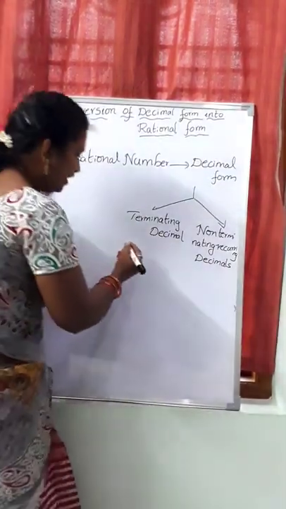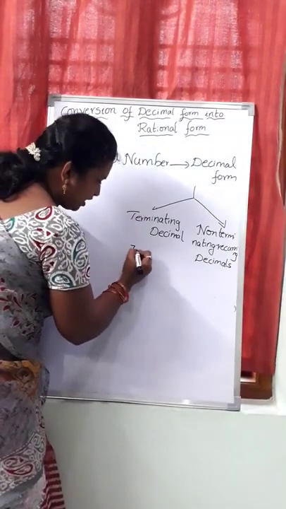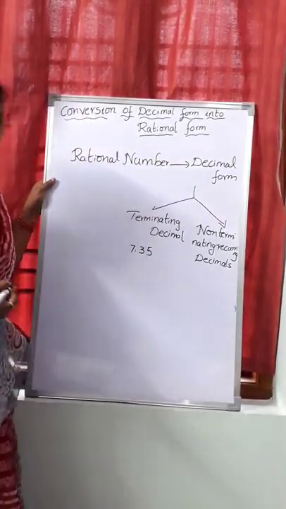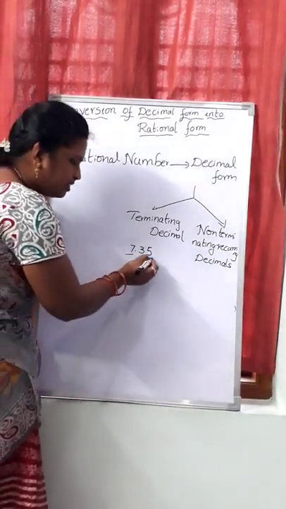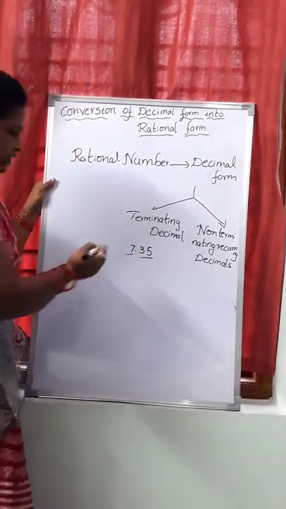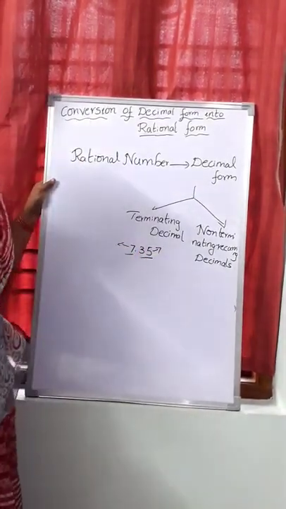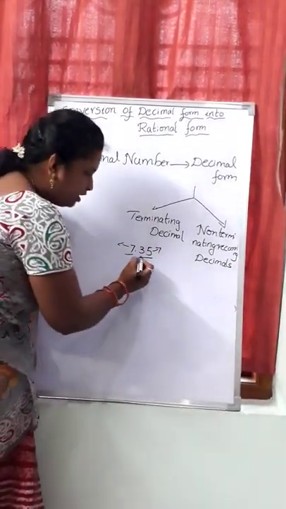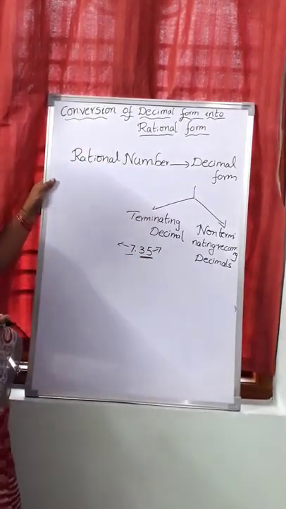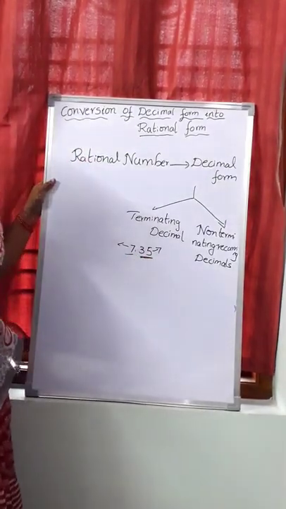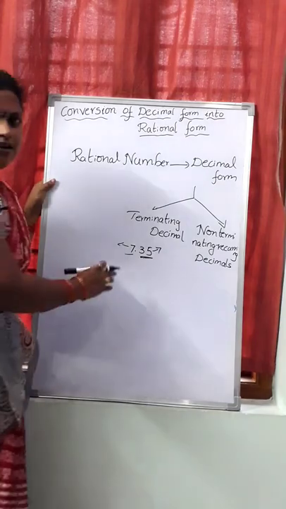So the terminating decimals, for example 7.35. We know that in every decimal number we have two parts, the whole number part and the decimal part. Is it correct or not? If in the decimal part we have a finite number of digits, then we can say that it is a terminating decimal.